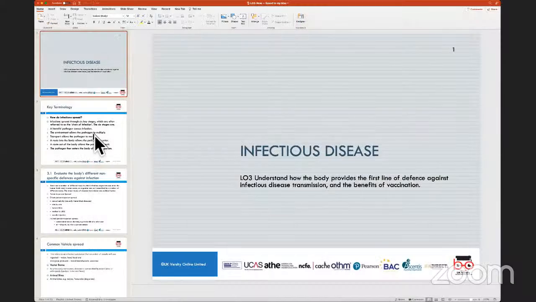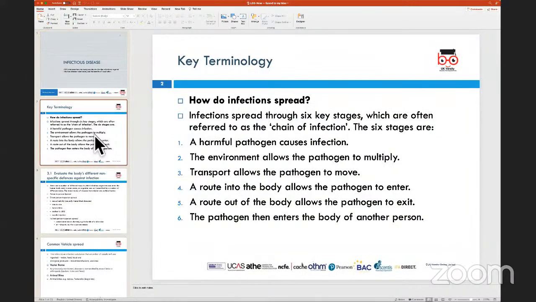Let's look first at how infections spread. This is a bit of a recap of what we've covered so far in Learning Outcomes 1 and 2. Before we understand what mechanism the human body puts into place to fight infections, we need to know how infections actually spread. Infections are spread through 6 key stages, and these stages are defined as the chain of infection.